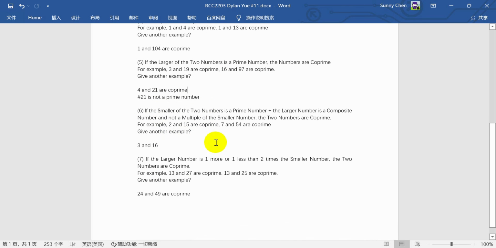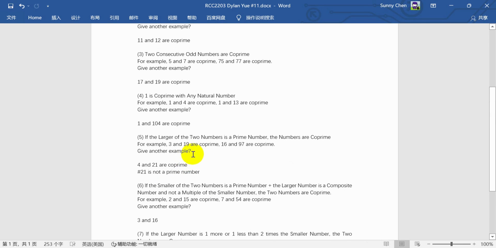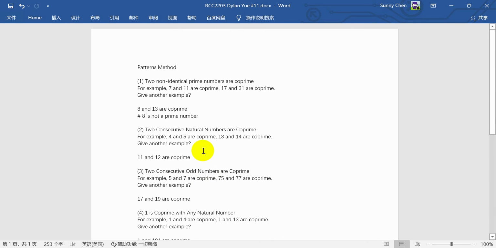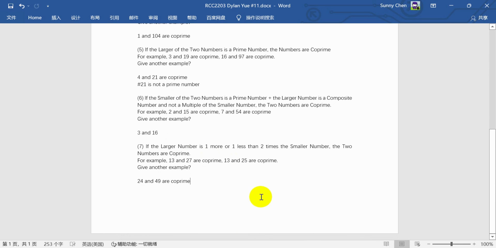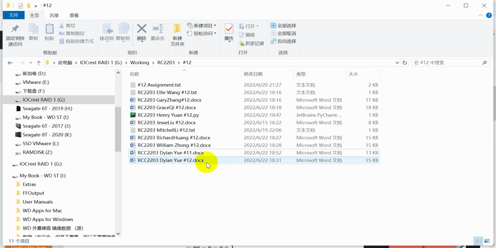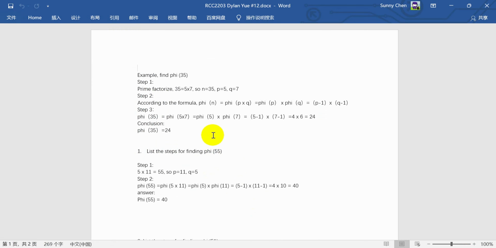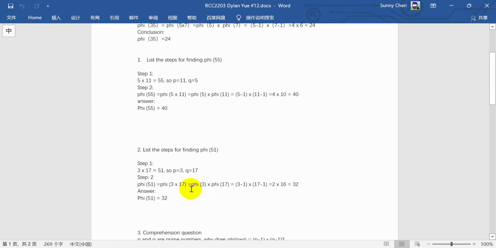Number 6 is right, number 7 is right. Oh, yeah, so only number 5 and number 1 needs to be corrected. Well done. Next is your homework for number 12. You got number 1 and number 2 right.